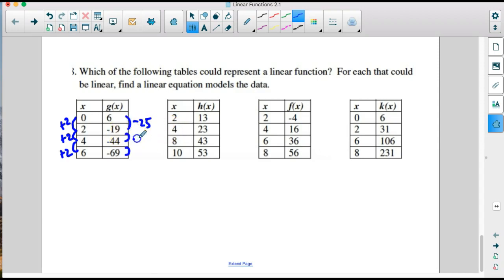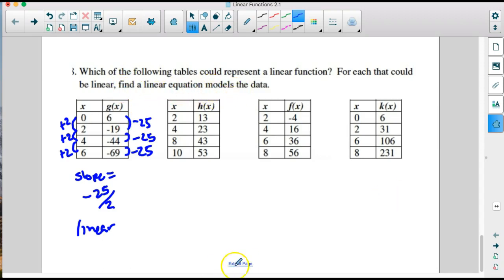Yep, 25. And that's 25. So this rate, this slope on this one is negative 25 over 2. So it's always the same, so this is linear. If they change at a different rate, then it's not going to be linear. So it also says find a linear model.